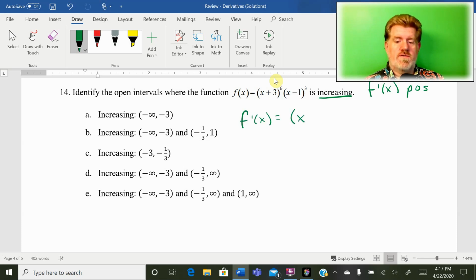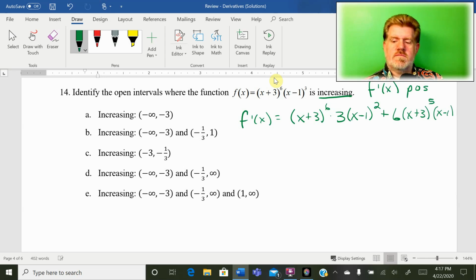It's a product rule. The derivative of the second, plus, and we reverse it, the derivative of the first times the second. Now, that looks pretty ugly. However, it's very factorable.